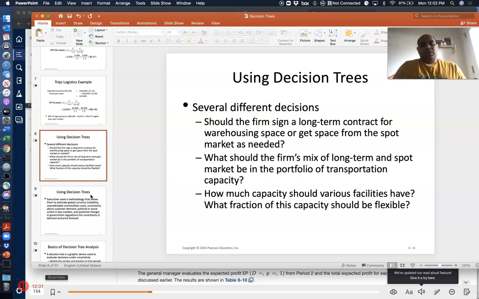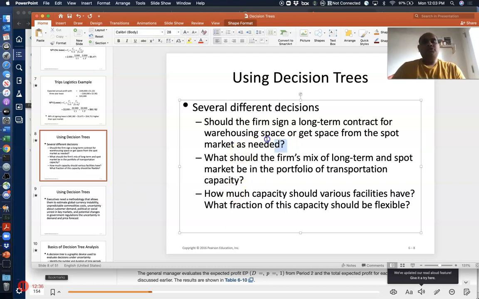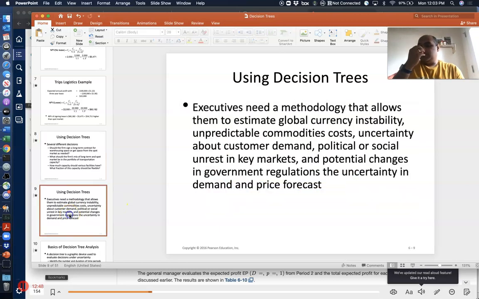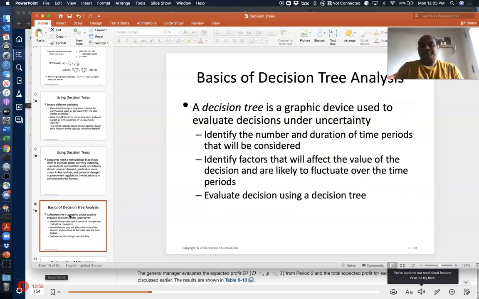So right. So there are many different decisions to make. So one is, should the firm sign a long-term contract, or should the firm mix long-term and spot market? What capacity should they have, and all of that. So there are many questions that need to be answered. So let's see how these questions are answered.